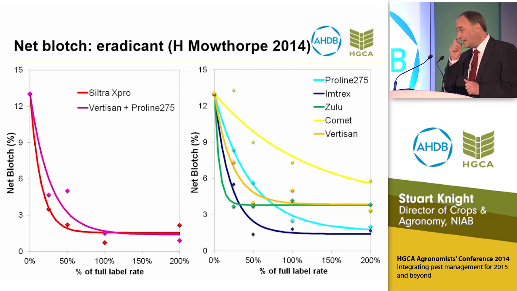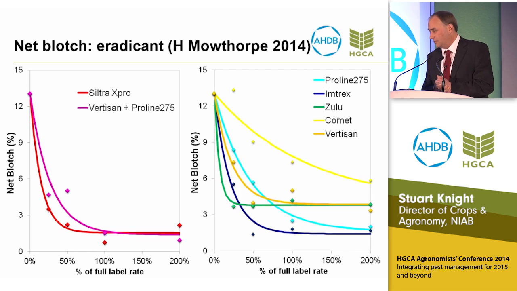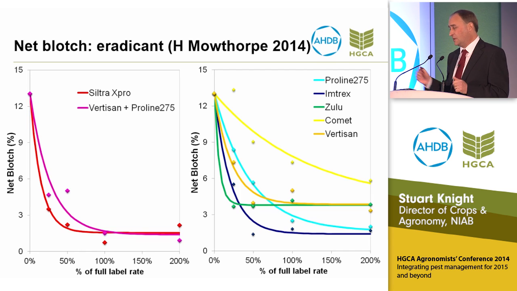If we look at the eradicant activity from Hymethorpe, actually it's a very, very similar story to what you saw on the last slide. Perhaps the Imtrex pulling away a little bit more from the other SDHIs in that eradicant situation. But again, the 2 SDHI azole mixtures very closely matched in terms of their performance. And the Comet, once again, off the pace compared to the other straights.